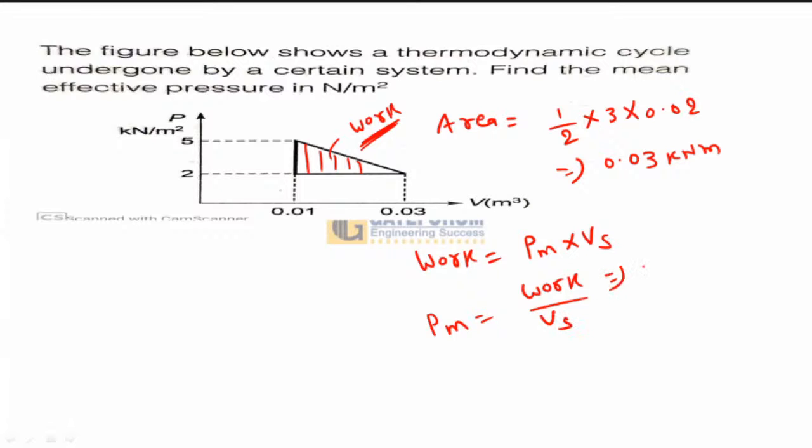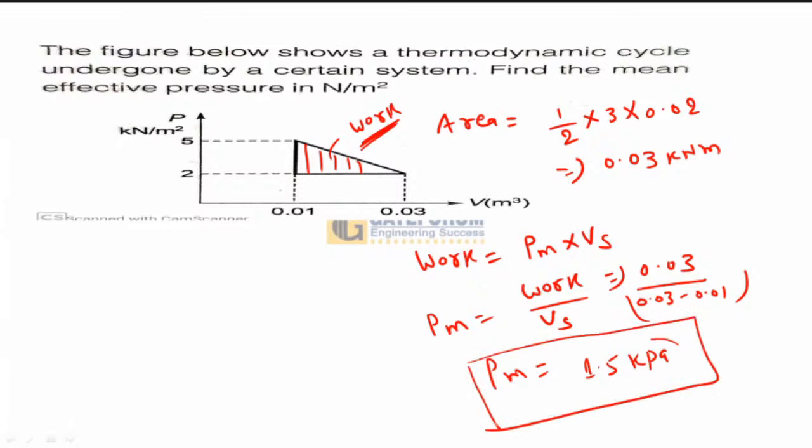So what is work? Sorry, 0.03 kilonewton upon swept volume. Swept volume will be 0.03 minus 0.01. If you solve, then you will get the value of PM is 1.5 kilopascal. So this will be the answer: PM 1.5 kilopascal. Clear? So now take some another question.